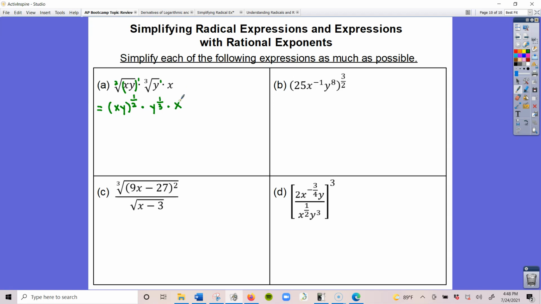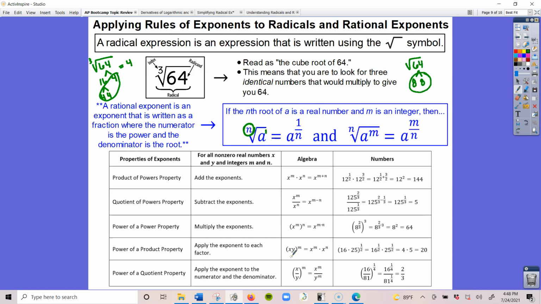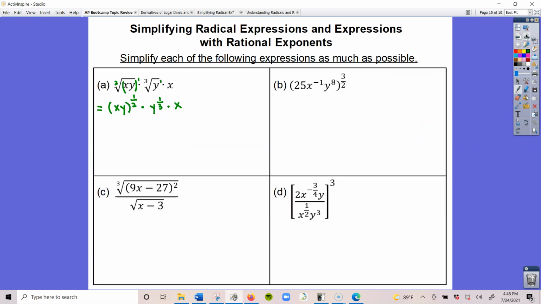This is still not very pretty. We're going to try to simplify this a little bit more. Here we have these two terms that are being multiplied and raised to the 1/2. So just like we saw in this rule, if you have two terms raised to an exponent, you apply that exponent to both of those individual terms. So this is x raised to the 1/2 times y raised to the 1/2, that's this part here, times y to the 1/3 times x.